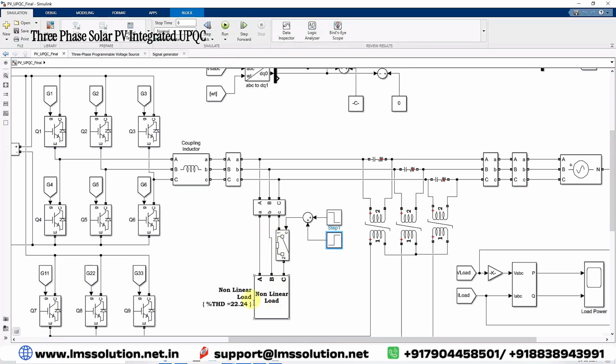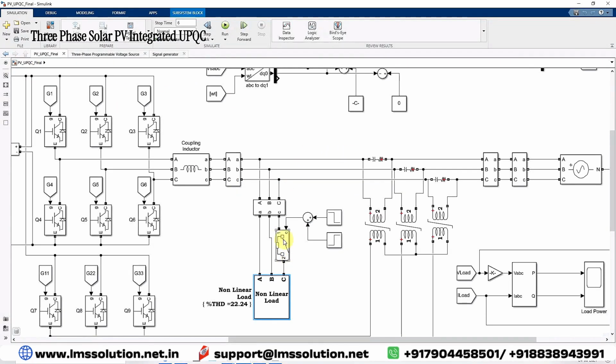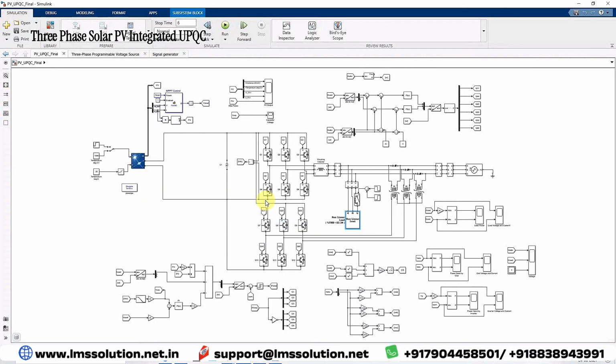We are using this 3-phase rectifier with an RL load for the non-linear load condition. And here we are using the breaker to create the unbalanced load condition. From 1 to 1.2 seconds, the unbalanced load condition is created in the system. From 3 to 3.5, voltage sag is created. From 4 to 4.5, voltage swell is created.